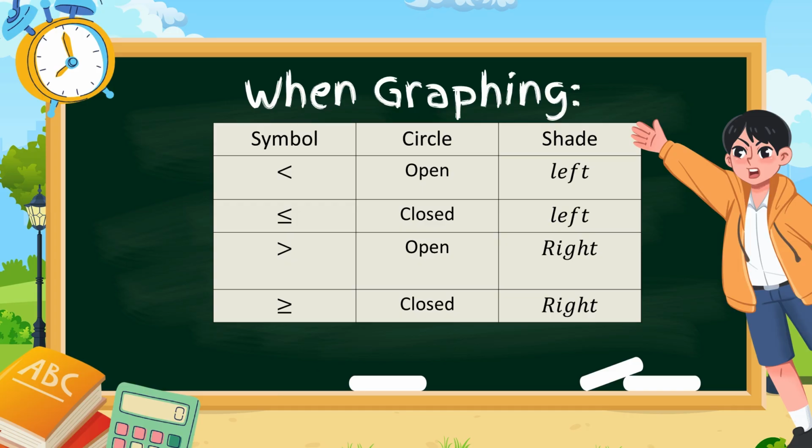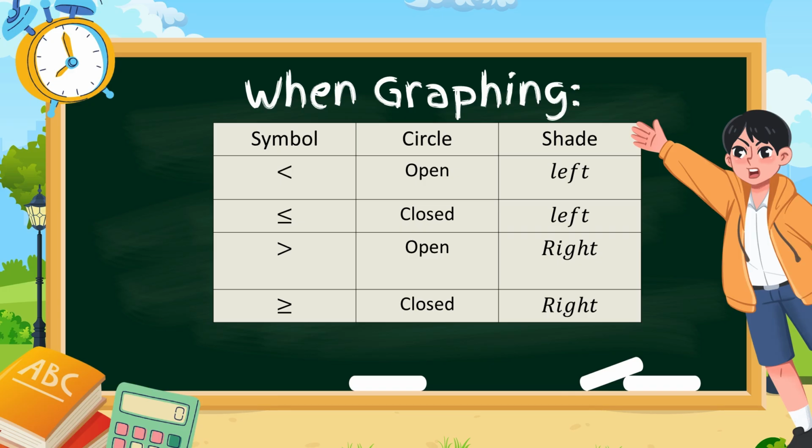Next, look at the rows with the closed circle. A closed circle or a filled dot means the endpoint is included in the solution set, which is why you see the or equal to line under the symbol. For less than or equal to, you use a closed circle and shade left. For greater than or equal to, you use a closed circle and shade right. Remember this table. No equal to line means open circle. The equal to line means closed circle. Less than means left. Greater than means right. Keep this chart in mind, and you'll correctly graph your inequality solutions every time.